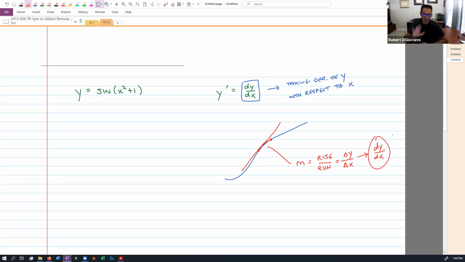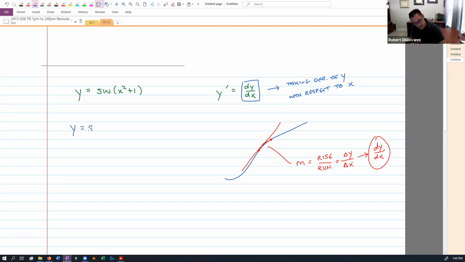Let's not get bogged down with that. That's just a reminder of what this is. This all is connected to rise over run. All right, so here's the way Leibniz approached it. The way that Leibniz wanted to look at this is this. He said, all right, I realize that this is a composition. So Leibniz said, I'm going to rewrite it this way.